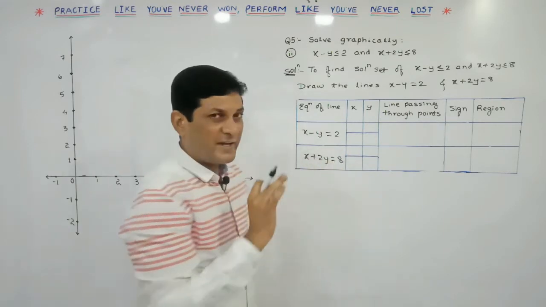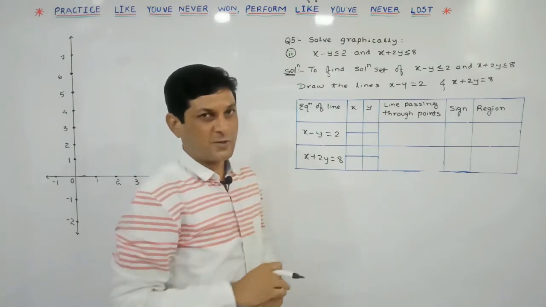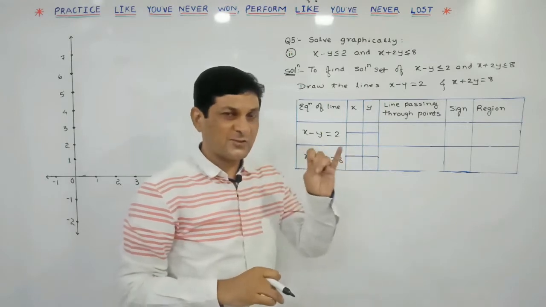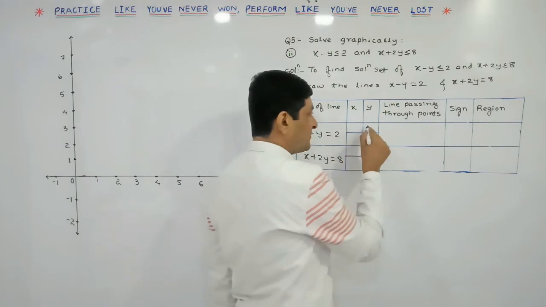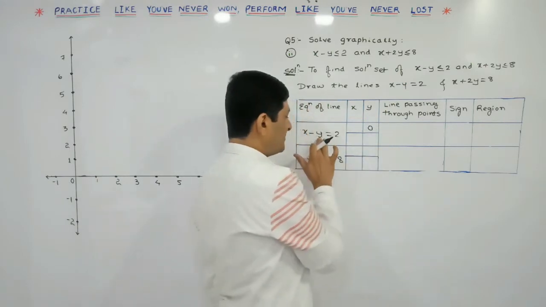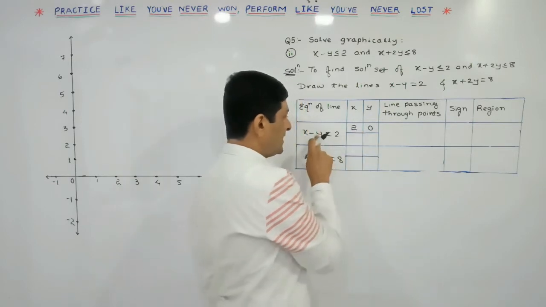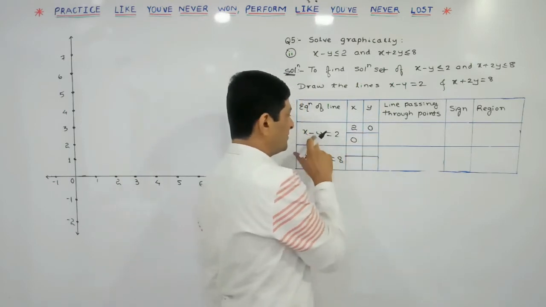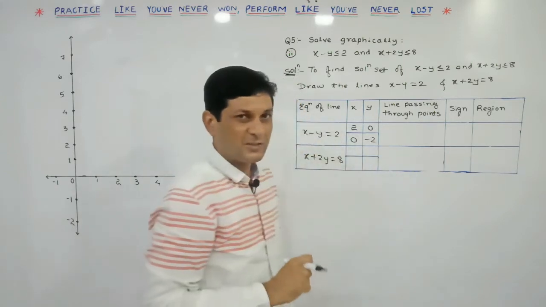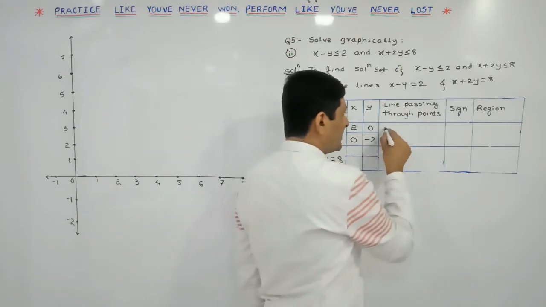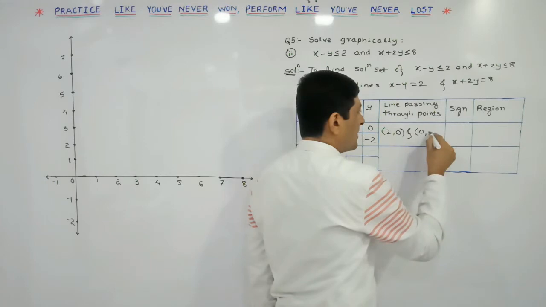To construct this line, let us find the coordinates of 2 points on the line. Here also all the three terms, x, y and the constant term, are present. At that time, to find the coordinates of 2 points, first substitute y = 0. If I substitute y = 0, we will get x = 2, and if we substitute x = 0, we will get y = what? -y = 2 means y = -2. In this way, the coordinates of 2 points on the first line are (2, 0) and (0, -2).